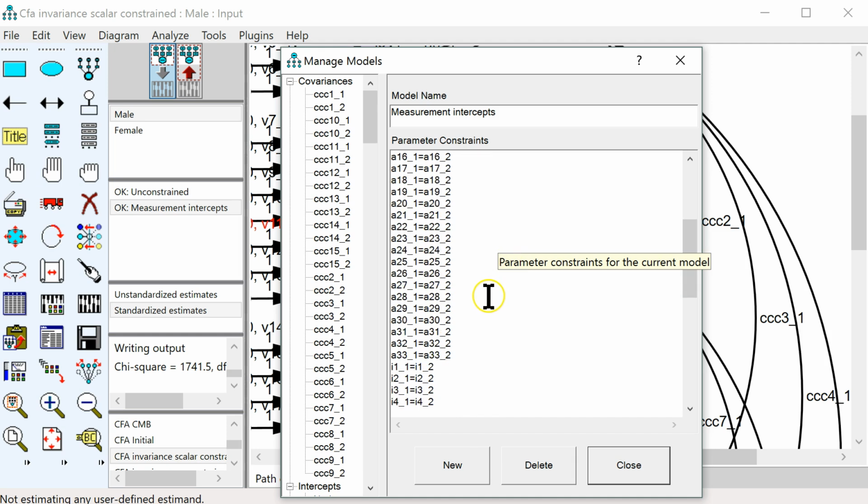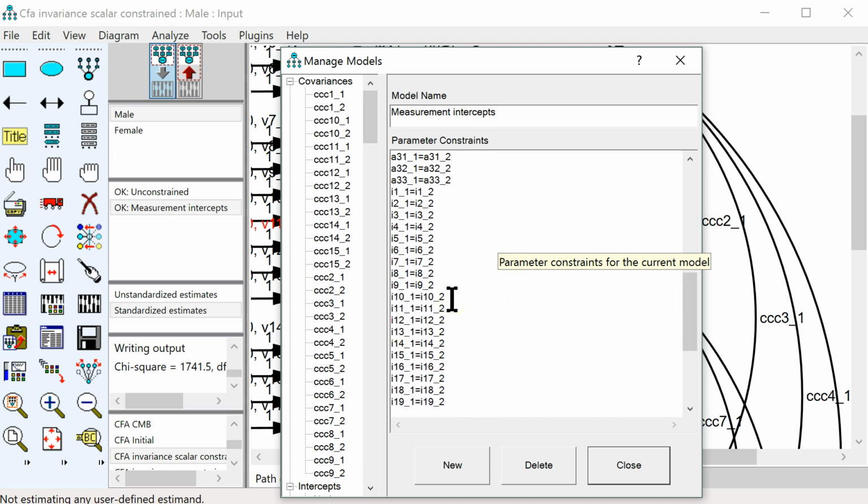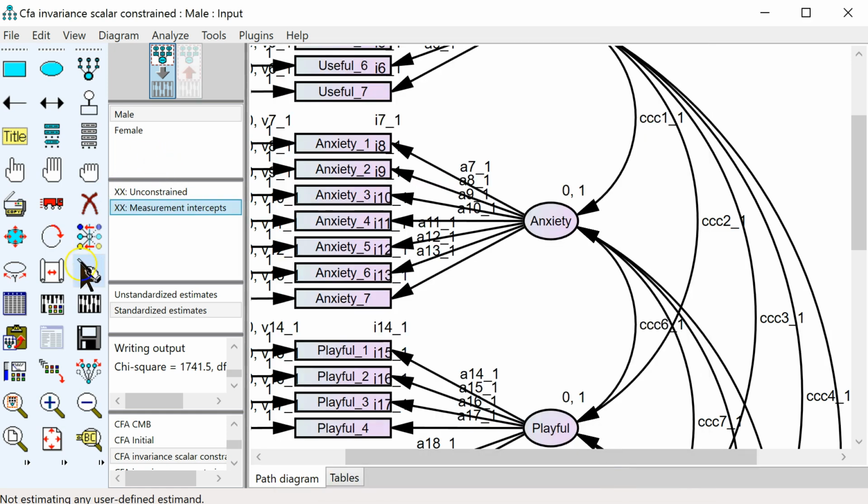And we're going to go down here to the I's. We're going to take 8, 10, and 12 and unconstrain them. So where are you? I8. Essentially, we're going to delete them. Delete 8, 10, and 12. There we go. What that does, it says you don't have to force these three to be equal. So now, are we scalarly invariant? We'll run this again.